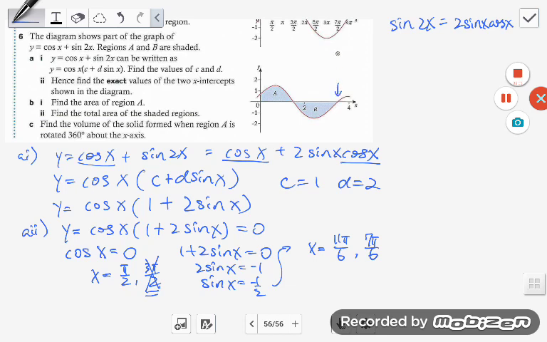So this point seems like 7 pi over 6, and that point seems like pi over 2. What about 11 pi over 6? 11 times pi divided by 6 gives us 5.76, which is all the way on the right, and again that is outside of the graph shown to us. So this one is out. Okay, so we have just found the exact values of the x-intercepts. That's A part 2. I'm going to move to the next page.